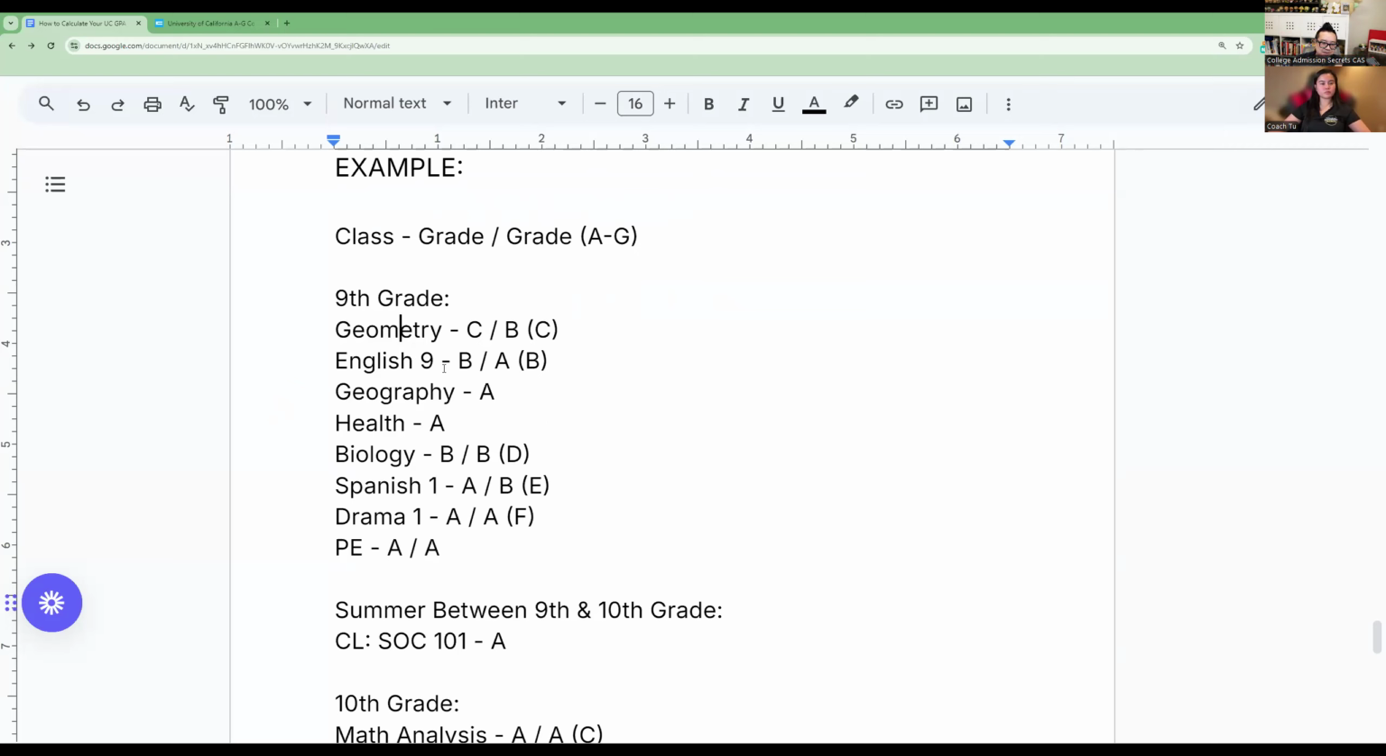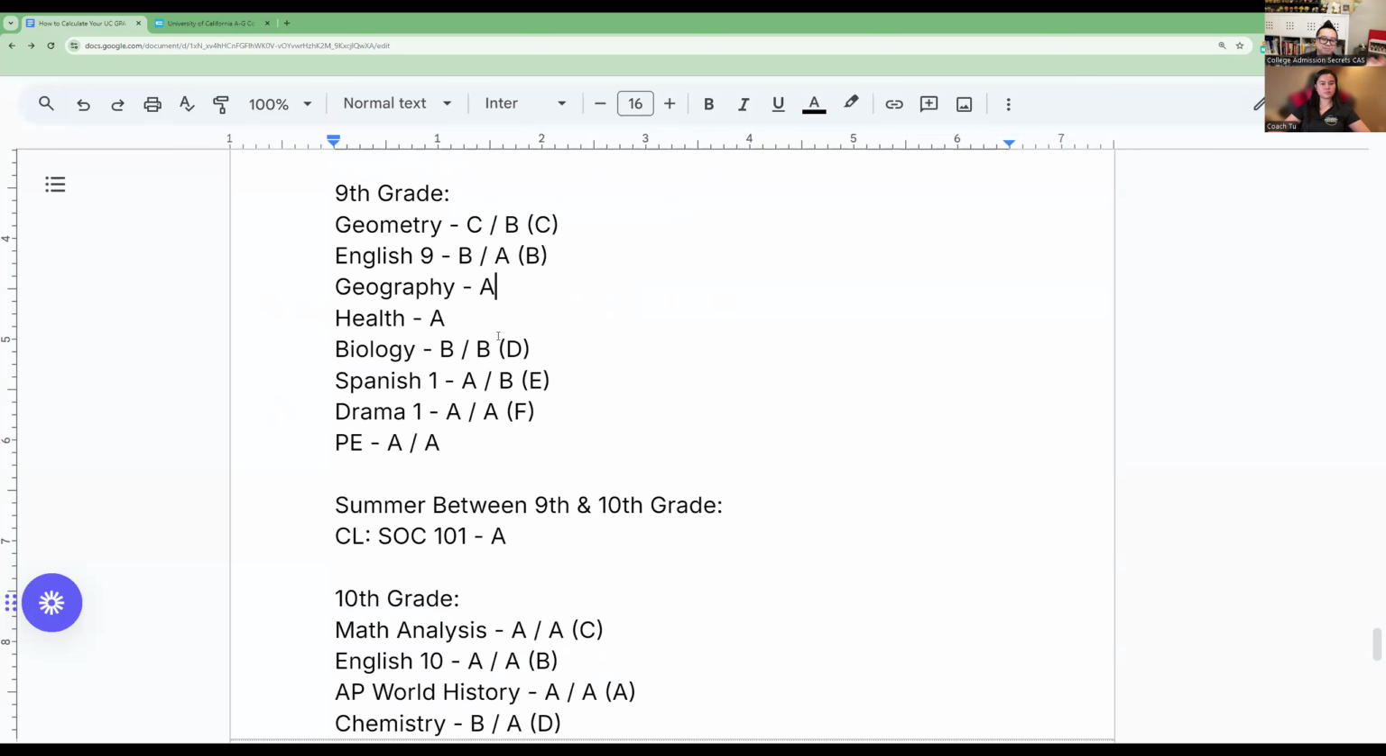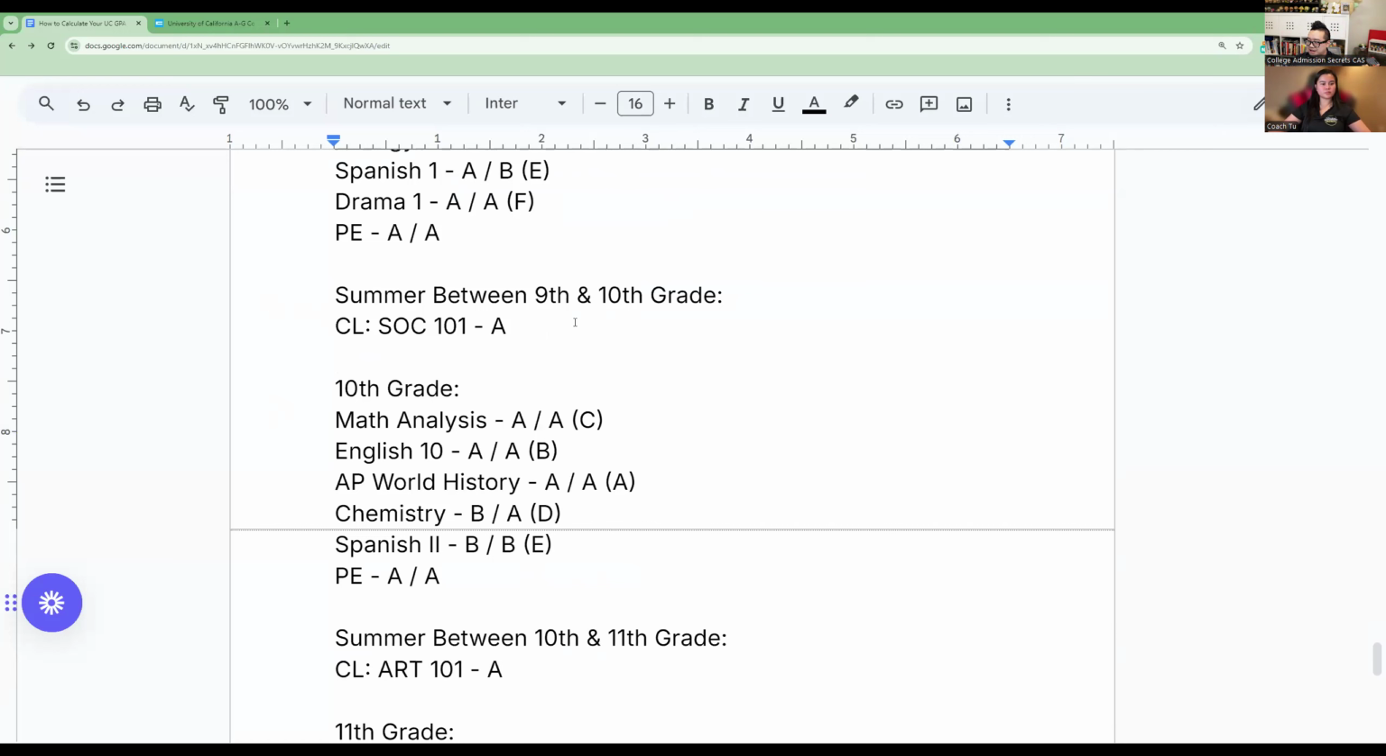They got a C and a B in geometry, B and A in English. Geography was a one semester class, got an A. Health was a one semester class, got an A. Bio, B and B. Spanish, A and B. Drama, A and A. PE, A and A. In the summer, they took sociology, they got an A in that class.